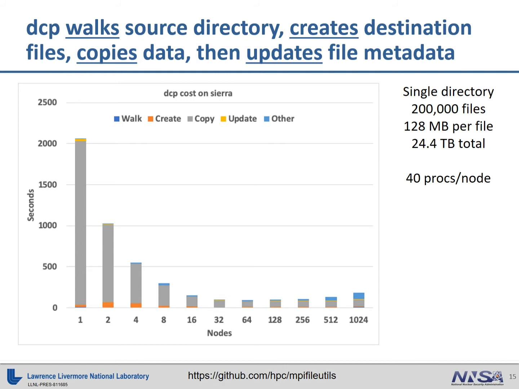That's one of the things we changed when we rewrote DCP in mpiFileUtils. So we now separate those out into distinct phases. First the walk on the source, then creating all the destination items, then doing the copy, then doing the update. In fact, the only piece we're currently using libcircle for is the walk itself. So we lose some because we're not overlapping operations as much. So it could actually run slower in some cases.